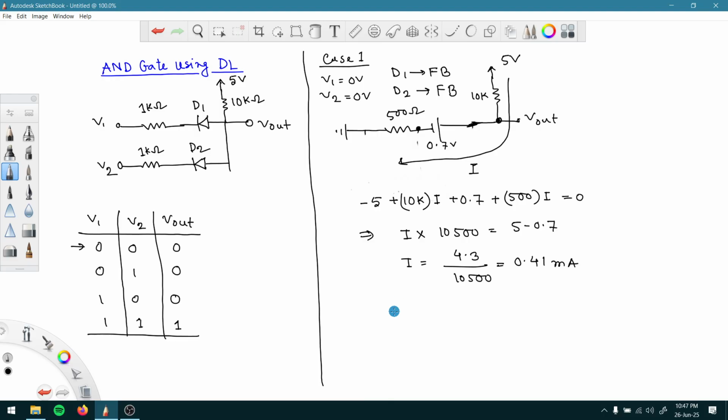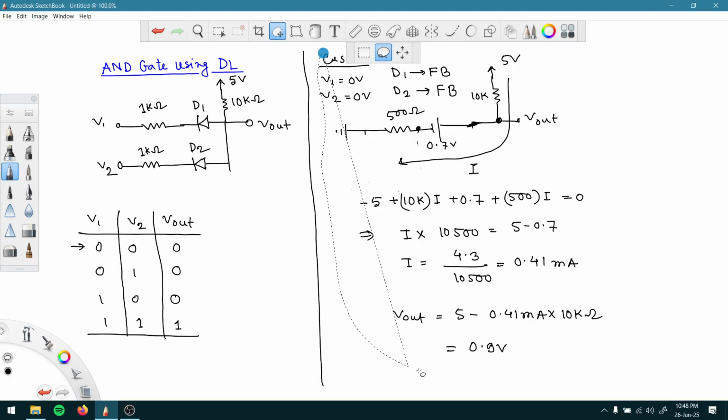So that means V out should be 5 minus the voltage drop. So I is equal to 4.1 milliampere multiplied with 10k ohm. So that value is equal to what? 0.9 volt, right? So this is closer to 0 volt. So that means we can say output is giving us logic 0 for the condition whenever we have V1 equal to 0 volt, V2 equal to 0 volt. So first condition is fulfilled.